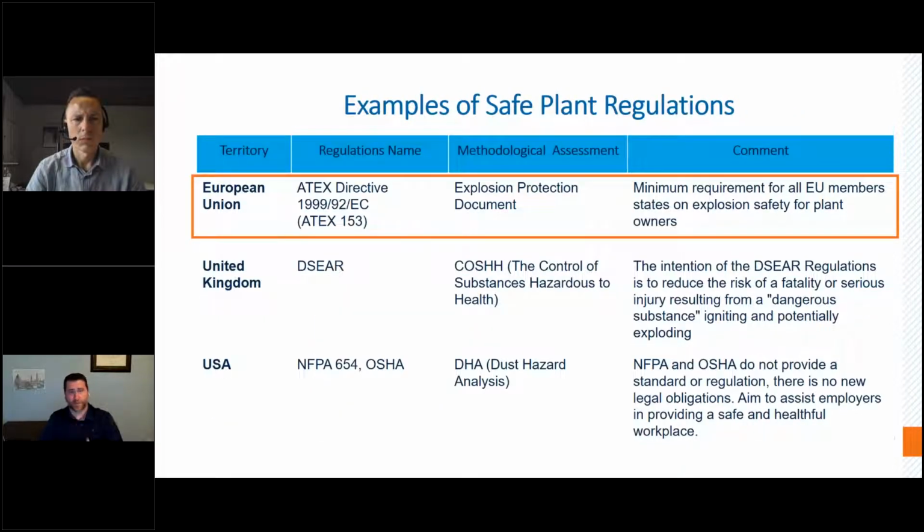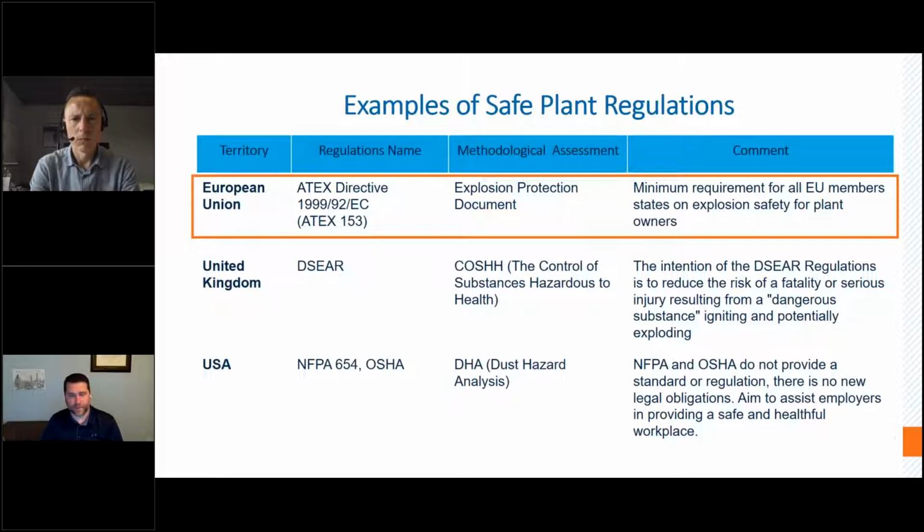And now, as we talk about the safe plant regulations, this is our ATEX 153 that we're focusing on. The methodological assessment method is the explosion protection document. This is the minimum requirement for all EU member states on explosion safety for plant owners. The UK's got their regulation.